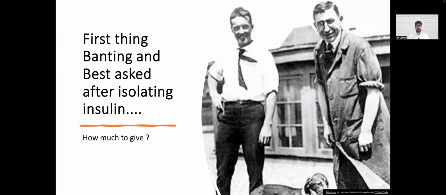So when Banting and Best first isolated insulin, the first thing they asked was how much to give. So the dose of insulin is very, very important. Also, the dosing of insulin is very unique, as you would have realized.